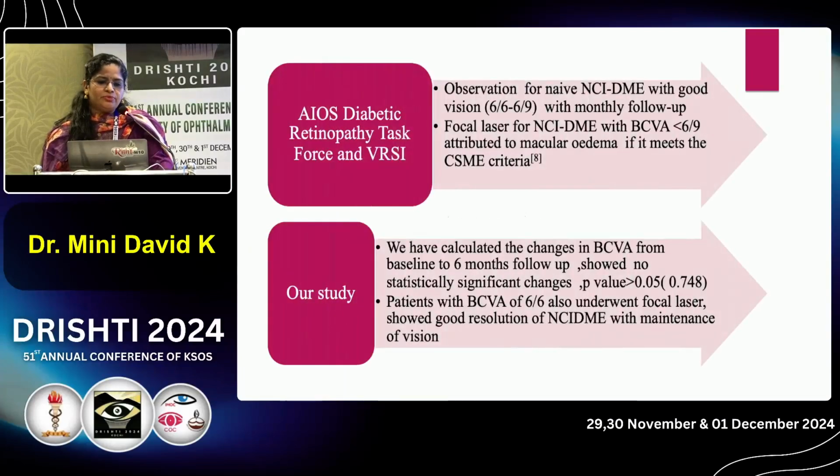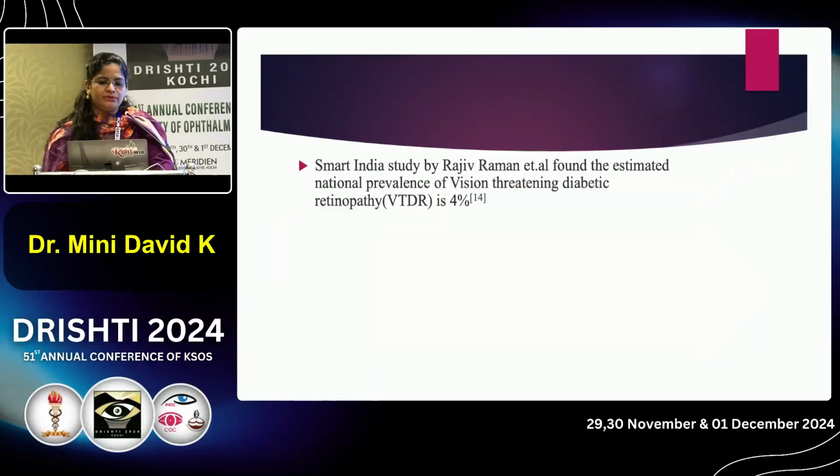The AIOS Diabetic Retinopathy Task Force and VRSI recommend observation for treatment-naive NCI-DME with good vision with monthly follow-up, and focal laser for NCI-DME with BCVA less than 6/9 attributed to macular edema. In our study, we calculated the changes in BCVA from baseline to 6 months and showed no statistically significant changes. Patients with BCVA of 6/6 also underwent focal laser and showed good resolution of NCI-DME with maintenance of vision.